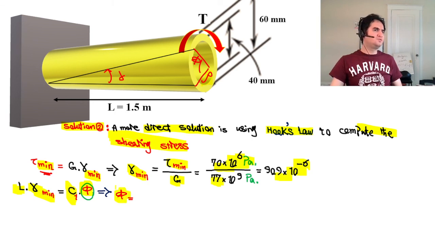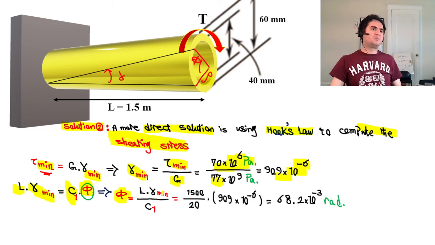If you do so, it gives you a phi numeric value of L times gamma minimum over C1, that's 1500, the length of the shaft in millimeters, over C1, because we need gamma minimum. We just calculated gamma minimum to be 909 times 10 to negative 6. If you do so, it gives you the exact same value in radians which we had in solution 1.